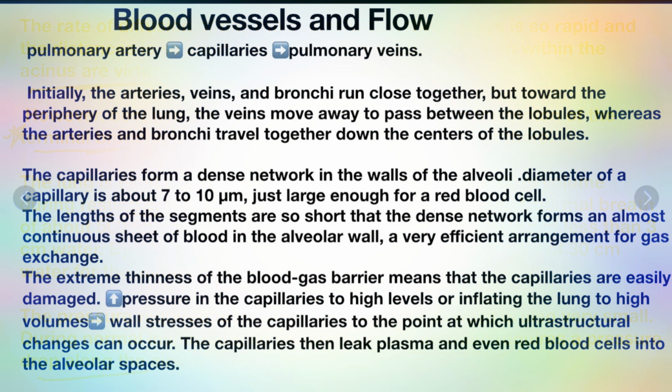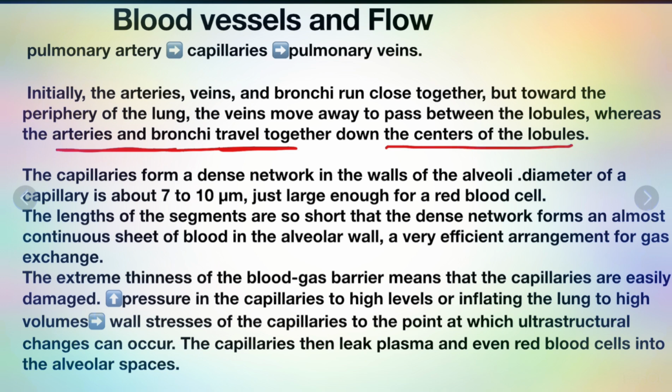Then they are talking about the blood vessels and flow. The pulmonary artery opens into the capillaries, and finally the pulmonary vein takes the blood away. Initially, the arteries, veins, and bronchi run close together, but toward the periphery of the lung, the veins move away to pass between the lobules, whereas the arteries and bronchi travel together. As we know, arteries and bronchi travel together down the center of the lobule, and the veins go away from the lobule.